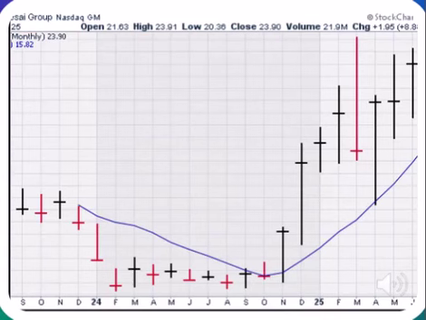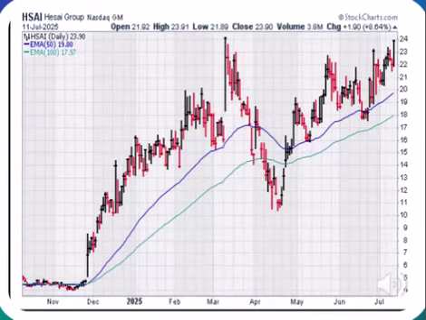According to Prime Trade Select rules, a stock is in a bull trend on a monthly basis if the stock price is above the 10-period, or 10-month, simple moving average. The monthly chart shows that HSAI is well above the moving average line, so the monthly trend in HSAI is up. Now we're going to look at the daily chart.